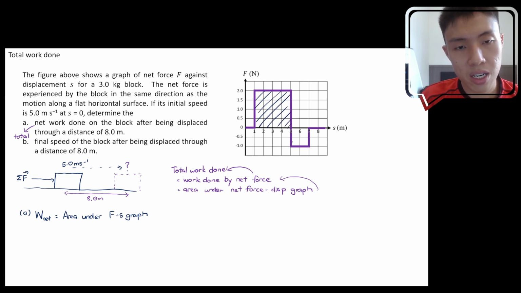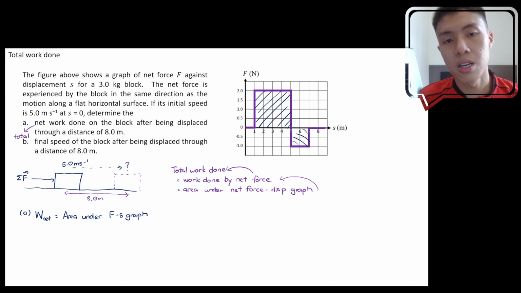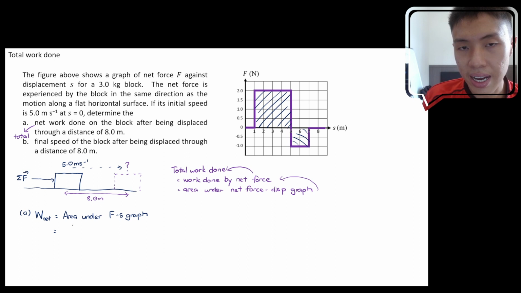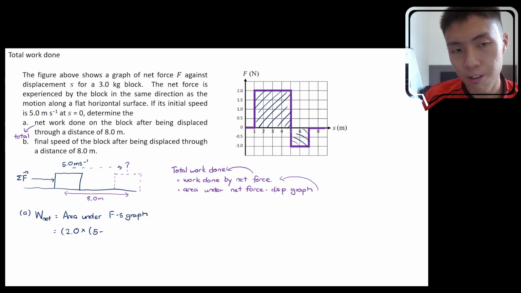The second big chunk will be this chunk over here. So the first big chunk, you can find it using length times width again, or you can call it height times width. The height here is 2 Newton, and the width here is 5 minus 1. So that's the first rectangle over here. Height is 2, the width is 5 minus 1. So this is your first rectangle.